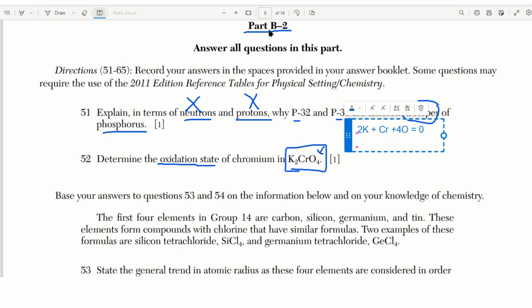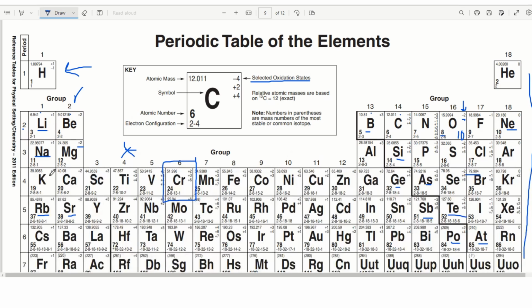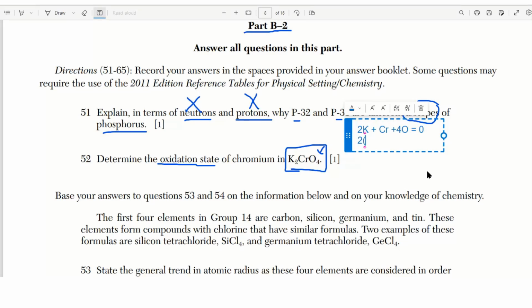If I'm solving for chromium, I must know the other 2. So potassium is +1 and oxygen is -2. So I'm going to plug those values in. So that was +1. Chromium is what I'm solving for. 4 times -2. All has to equal 0. So that's 2 plus chromium plus -8 equals 0. Now, if you have math sense, you might realize what the answer is already, but I'm going to combine like terms, and I'm going to get chromium plus -6 equals 0.